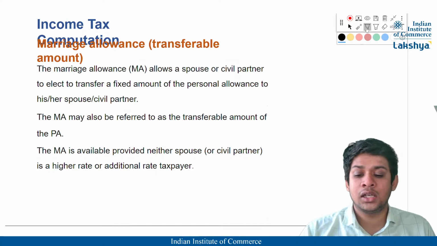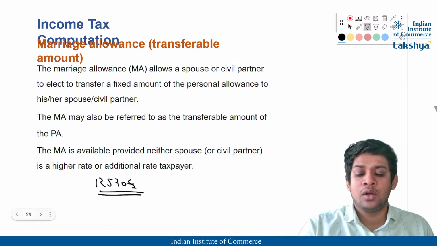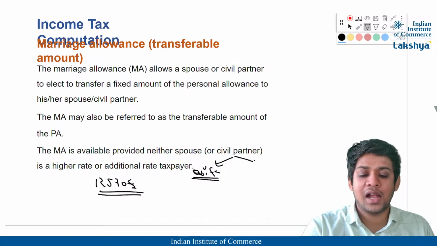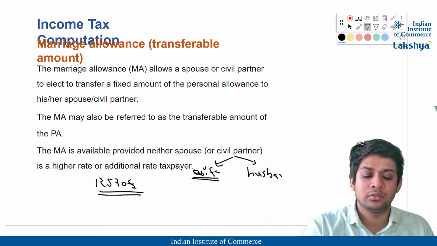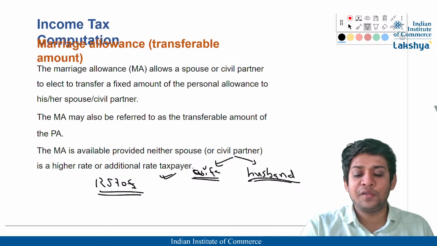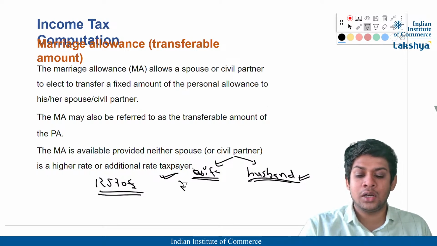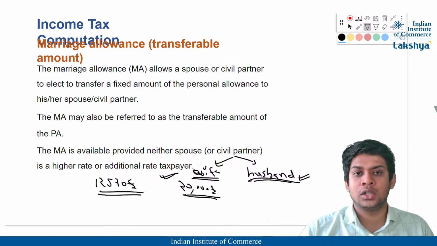And obviously, guys, here the total amount of 12,570 pounds cannot be transferred because maybe say there is one spouse, that is the wife. Okay, that is the wife. And on the other hand, there is a husband. The wife is working. Okay. And husband is probably taking care of the children in the house and everything. So the wife is working and the husband is taking care of the children. Now, if the wife is working, she might be earning an income of 20,000 pounds. Okay, the husband is not working, he is not earning any income.